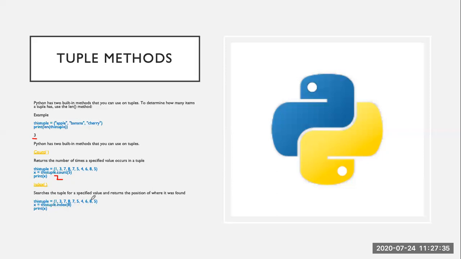For example, here we want to find out the position of the item, that is 8. So we will simply write this as this tuple dot index 8. Okay, so it will print the index number. Basically it has 0, 1, 2, 3, 4, 5, 6, 7, and 8. This means it will print the index number 8. Okay.